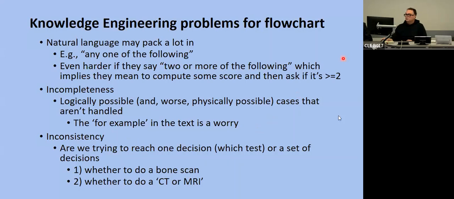I want to show the diagram first before I start talking about different parts of the diagram, because it's a little bit abstract. A picture is worth 1,000 words. Knowledge engineering problems for flowcharts. One of the things that I found, and I talk about this in class, and I think that's one thing that text analytics brings forth, is that some of the language used as knowledge is a little bit difficult to interpret. For example, this one, any one of the following.